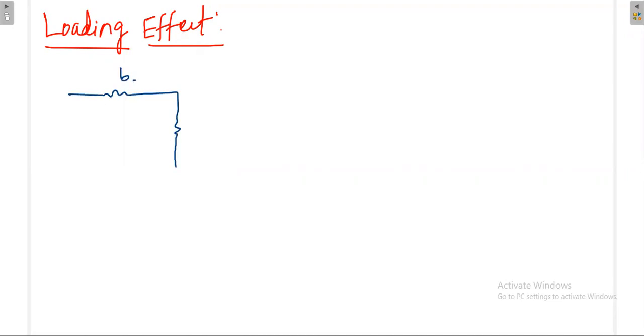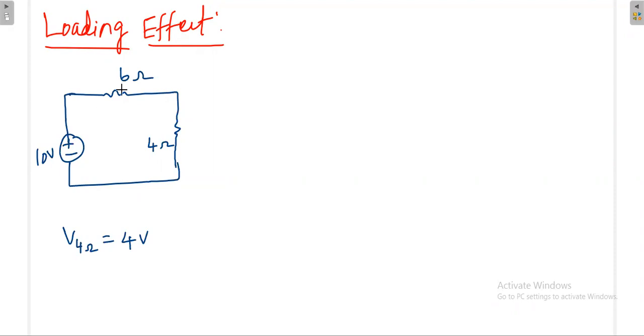6 ohm and 4 ohm, I am having a 10 volt battery. I already know the voltage across this 4 ohm is 4 volt only, because the remaining 6 volt will be across the 6 ohm. But now I am going to measure it with the help of a voltmeter. Whenever you want to measure the voltage, you have to connect the voltmeter across the element. Now I will connect the voltmeter like this.